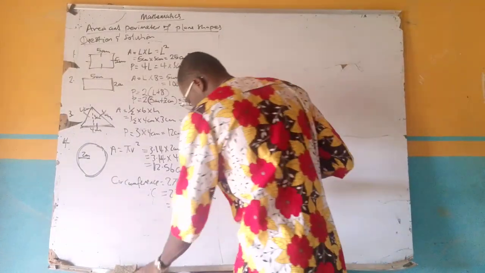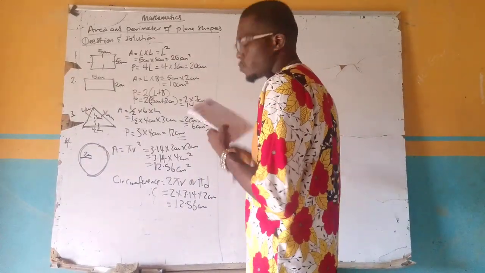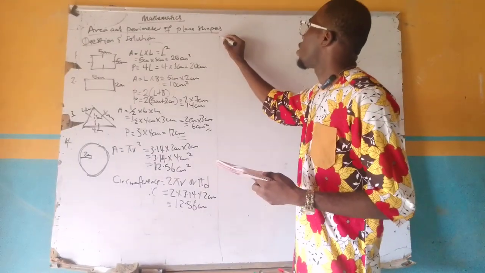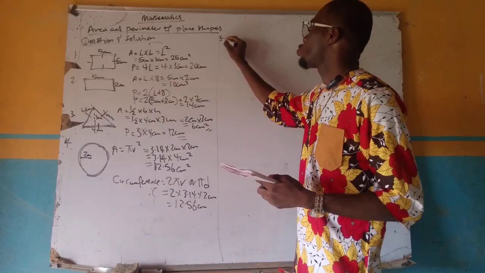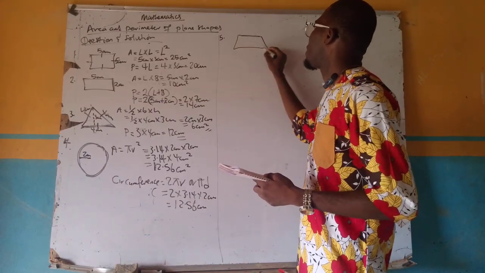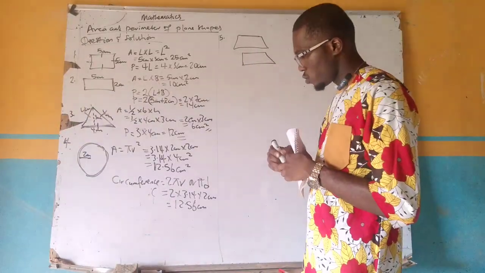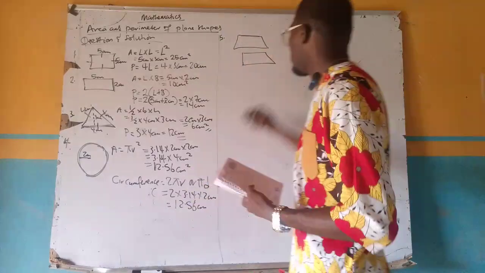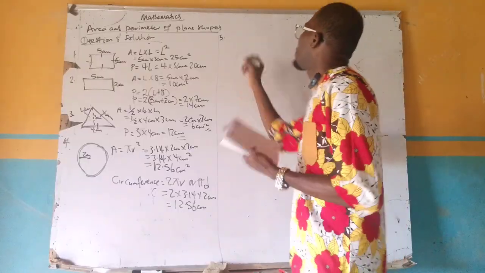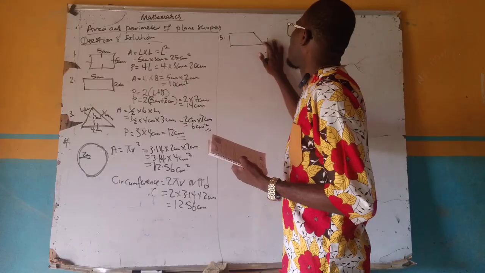The next shape we are going to treat is a trapezium. So what is a trapezium? A trapezium is a shape that looks like this. It has two ways it looks. You see some like this, and you see some like this. Both of them are called trapeziums. So let's take one example. Let's use the one that looks like this.